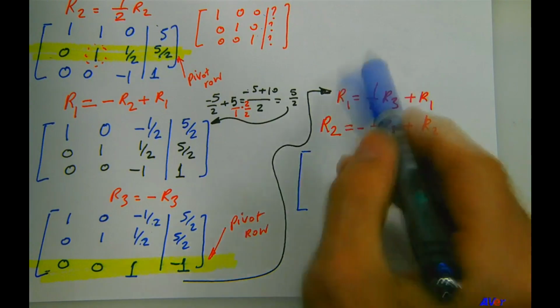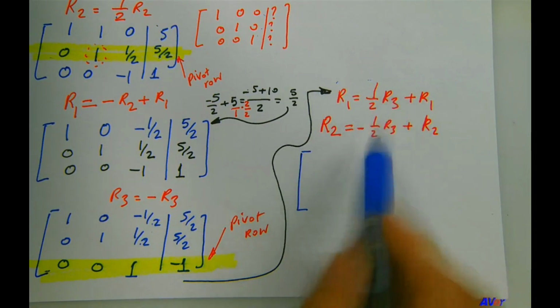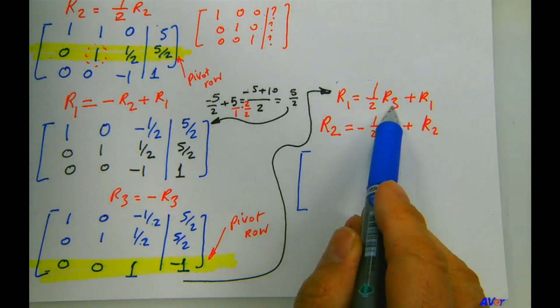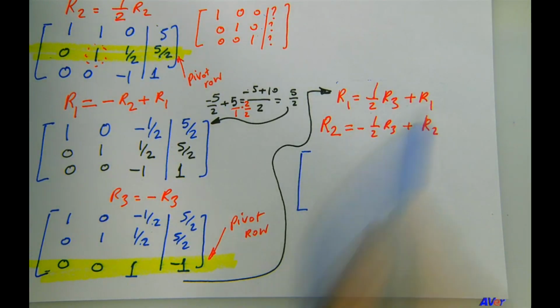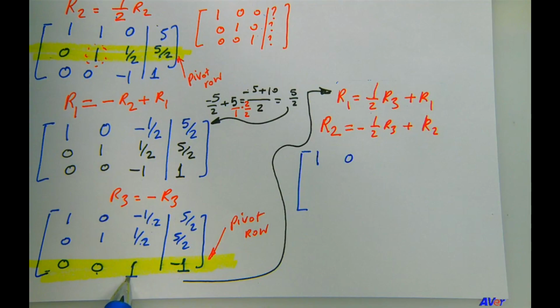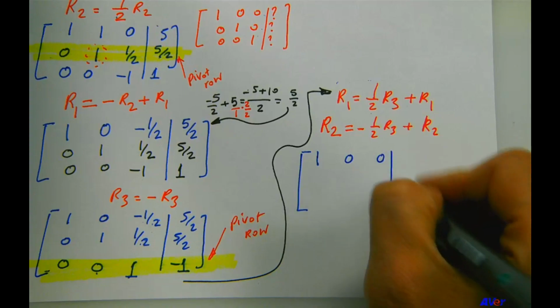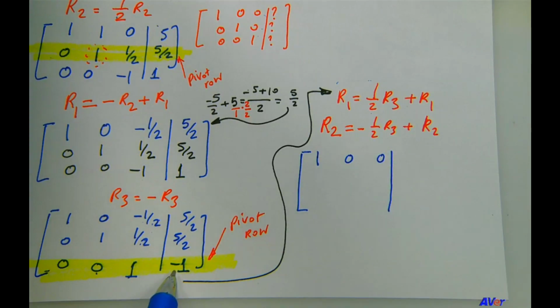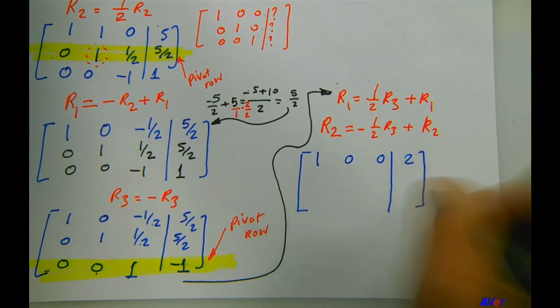So I'm going to carry out this row operation first, this one. This is saying multiply the third row by 1/2 and add it to the first row. So 1/2 times 0 is 0, plus 1, 1. 1/2 times 0 is 0, plus 0, 0. 1/2 times 1, positive 1/2, plus negative 1/2, 0. 1/2 times negative 1, negative 1 over 2. Negative 1 over 2 plus 5 over 2, that's 4 over 2, which is 2. Okay, that's that.